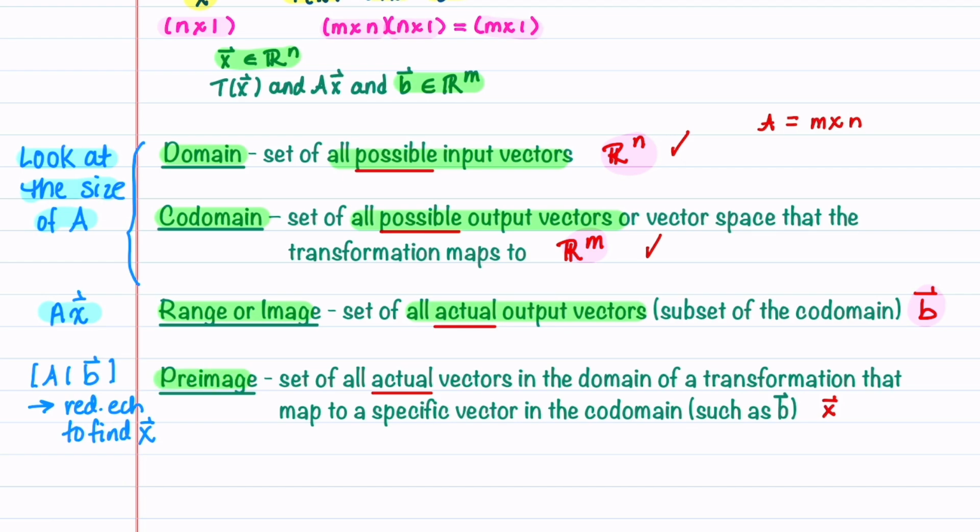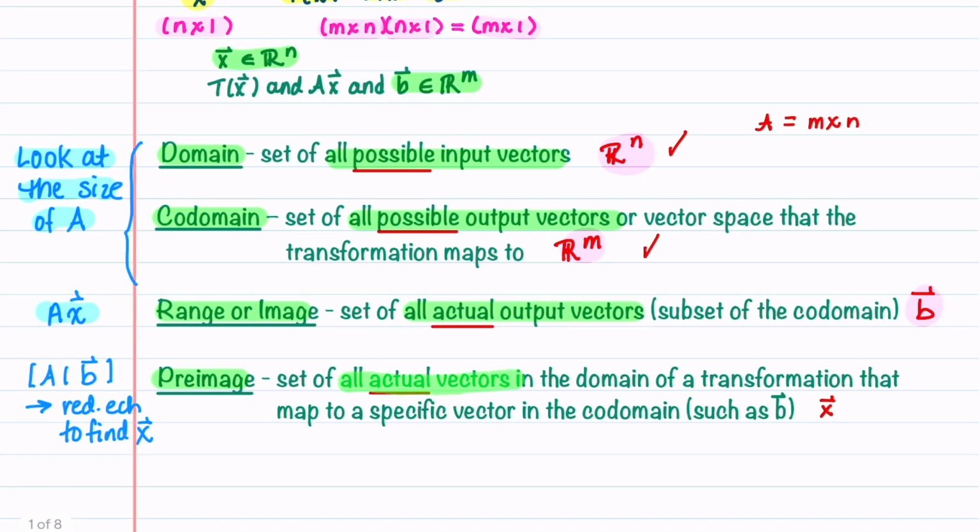Lastly, we have the preimage. The preimage is the set of all actual vectors in the domain of a transformation that map to a specific vector in the codomain, such as our vector b. This seems a lot more complicated than it is. The preimage is just vector x. So if you're having to find the preimage, in practice, what you're going to do is take A, augment it with matrix b, and put it in reduced echelon form to find your vector x.